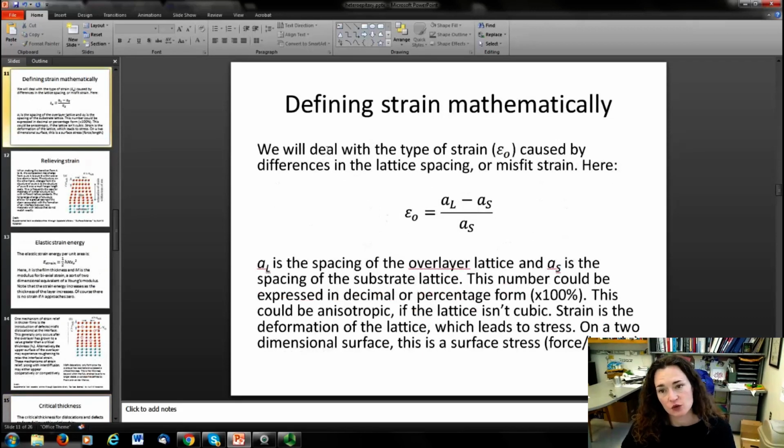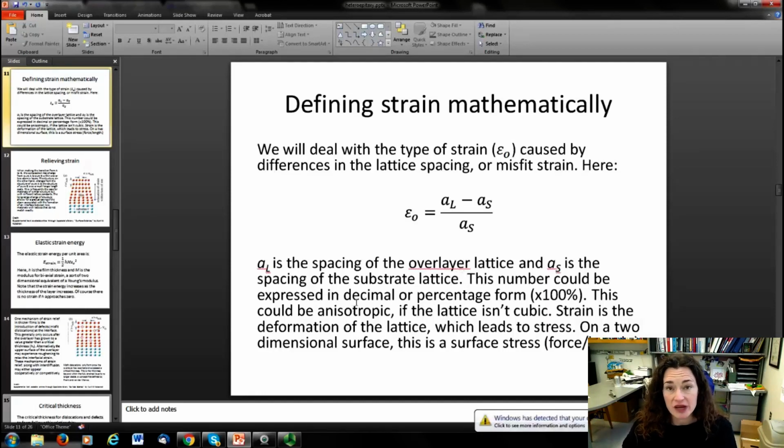We're going to deal with a type of strain that's caused by differences in the lattice spacing. This is called misfit strain. Let's define it mathematically as epsilon naught equals (AL minus AS) divided by AS. Here AL is the spacing of the overlayer's lattice, and AS is the spacing of the substrate lattice. This number could be expressed in decimal form like 0.02, or you could multiply the 0.02 times 100% and say 2%. Both are done in this lecture, so it goes back and forth.